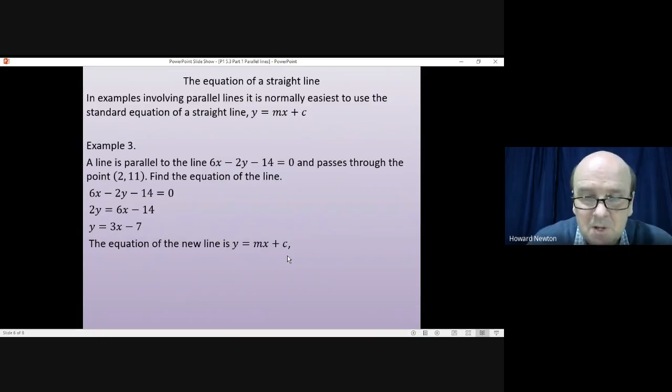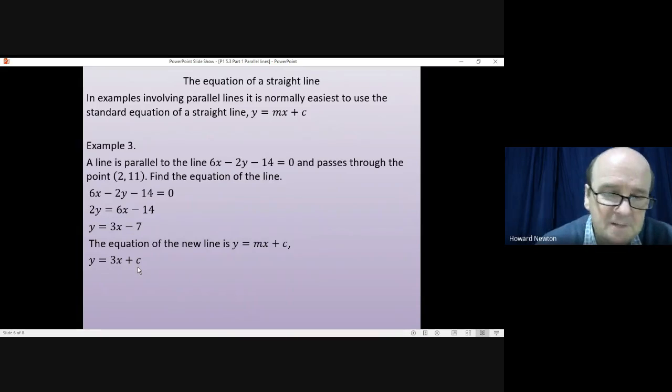And in this question, it's very easy to work out m, because we know that our line is parallel to this line. This line's got gradient 3, so the new line must also have gradient 3. Straight away, we can say that the equation of the new line must therefore be y equals 3x plus c. Now all we have to do is work out the constant.